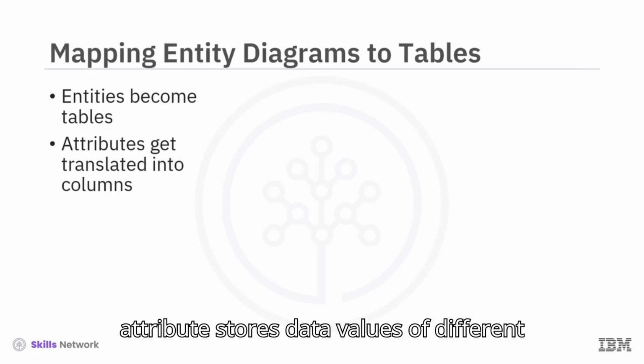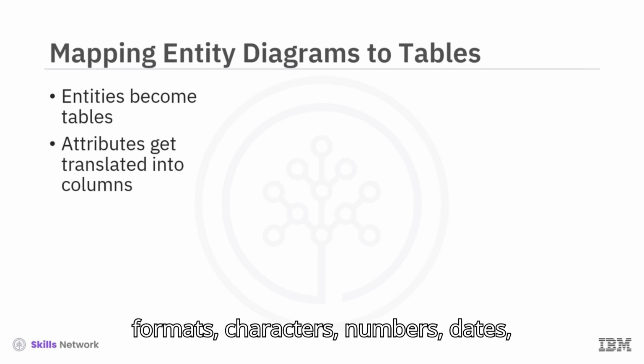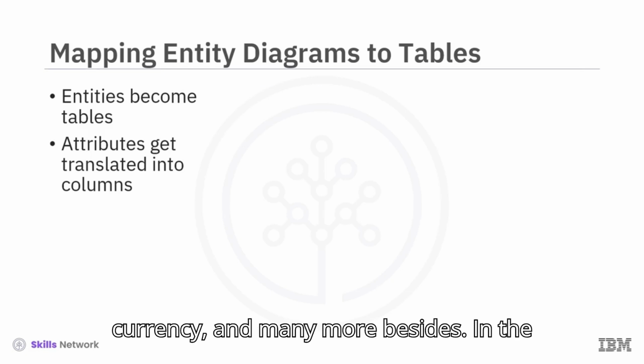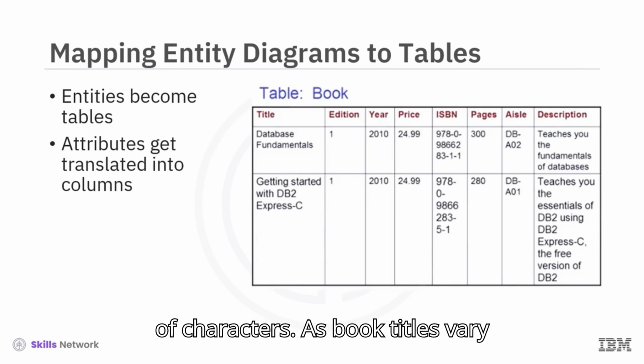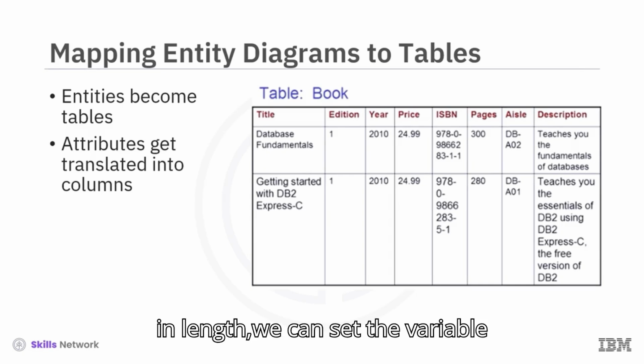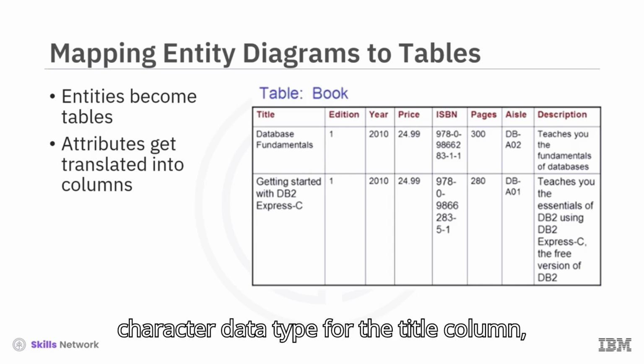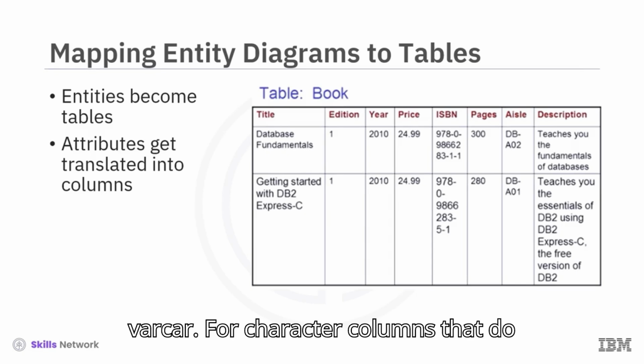Each attribute stores data values of different formats: characters, numbers, dates, currency, and many more besides. In the book table example, the title is made up of characters. As book titles vary in length, we can set the variable character data type for the title column, varchar.